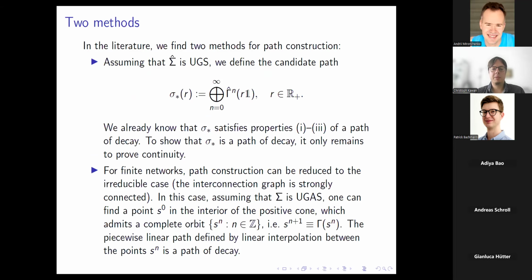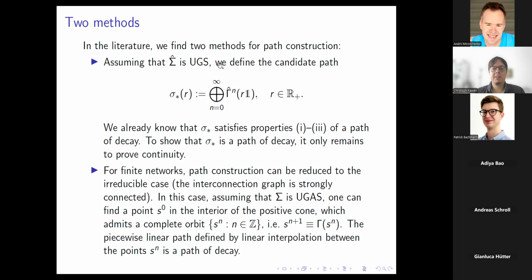Now, let me see, what can I do in the remaining time? What we have not really done until now is really constructing a path of strict decay. So what assumptions do we need? Sufficient conditions to guarantee the existence of a path of strict decay. If you look into the literature, both on finite and on infinite networks, on those two small gain approaches, you basically find two different methods to construct a path. The first one I already showed you. This was what I used in that proof before. So this would definitely be a candidate path.